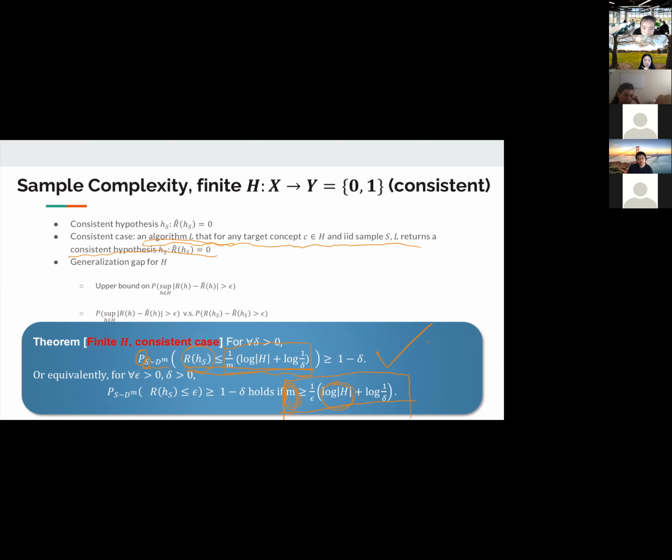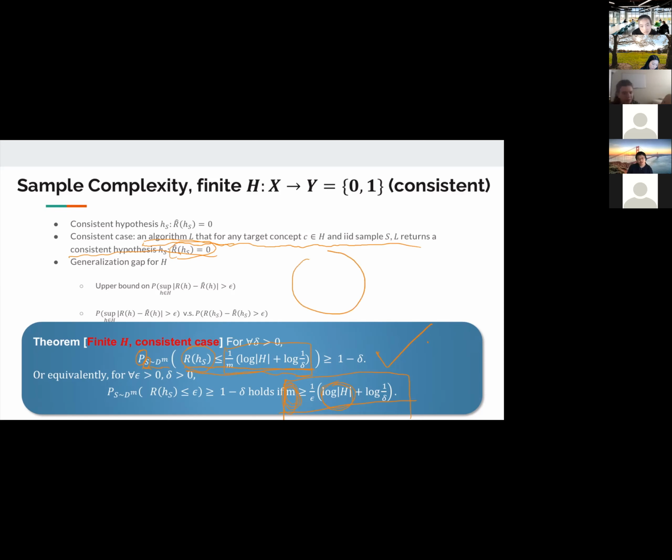Are we assuming H equals C for the theorem? We are not assuming H equals C. However, for it to be consistent, in order for you to have this R hat of H S to be 0, your C has to be within H, right? So that's a very good question.